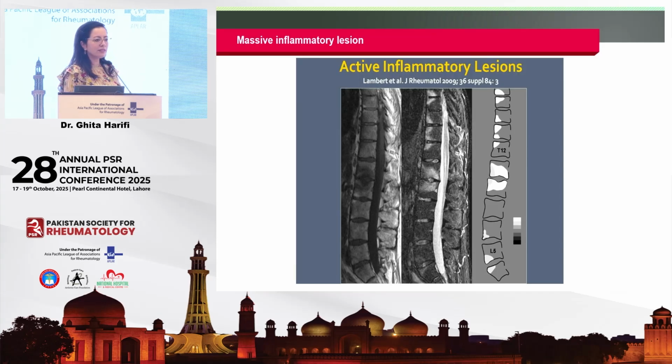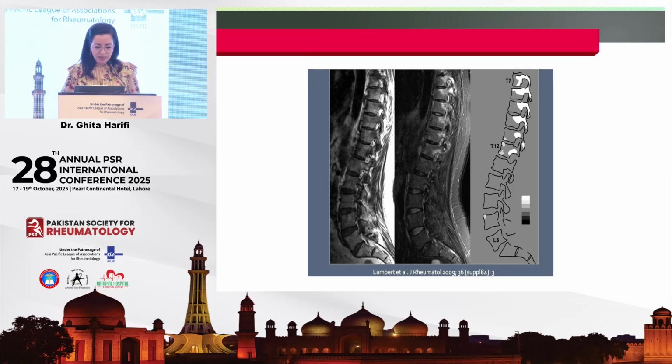And so the MRI can show you inflammatory changes like in here. So these are extensive MR changes, and not just corner inflammatory changes. This is called a massive inflammatory lesion, which is basically when the bone marrow edema goes from anterior to posterior continuously.